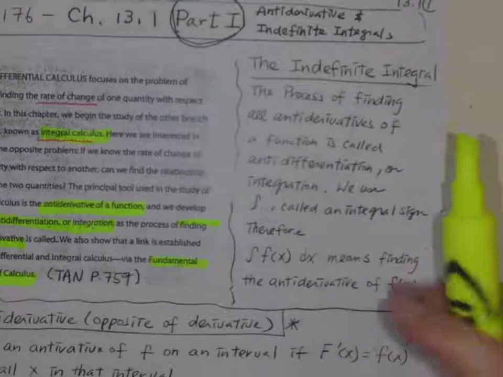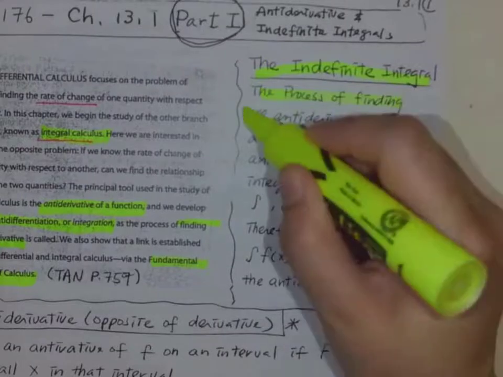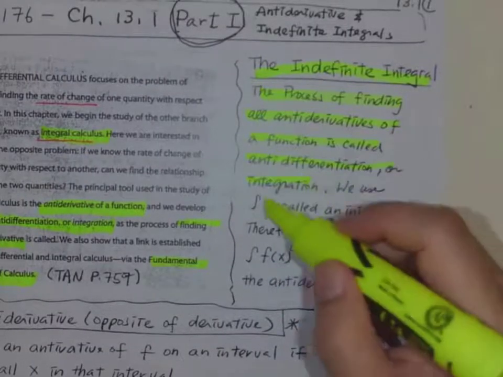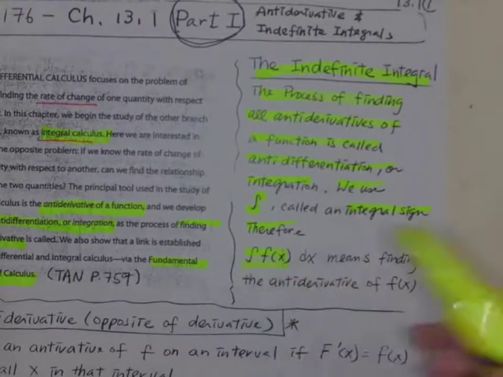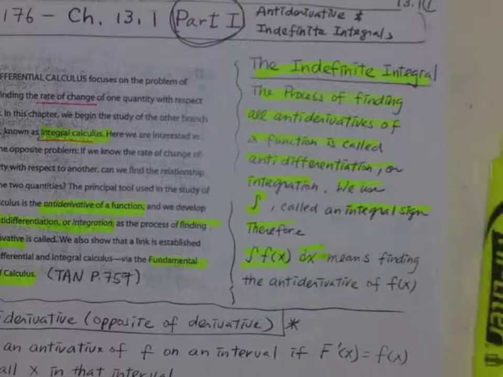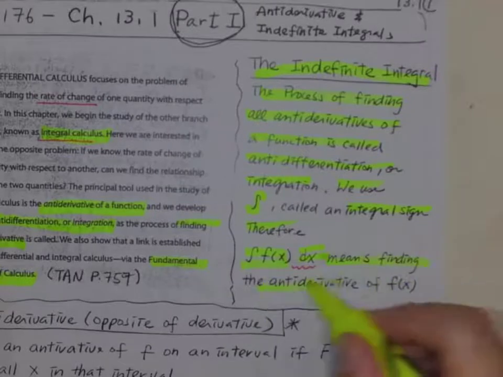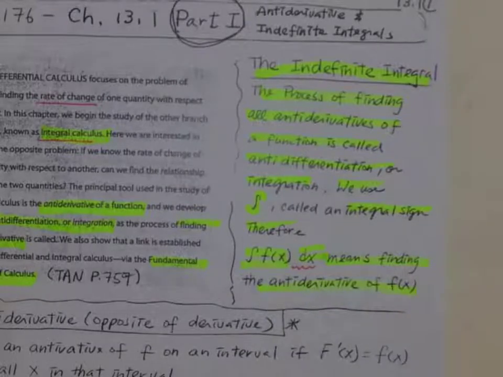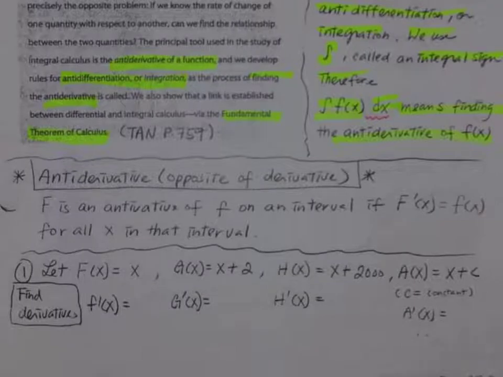So we start with the indefinite integral. The process of finding all antiderivatives of a function is called anti-differentiation or integration, and we use the integral sign to represent that. So if we're taking the integral of a function dx, and a lot of times people forget the dx, it means finding an antiderivative of the function. So the last exam and chapter 13 will be focusing on that. Let's get started, and we will upload this document to D2L.